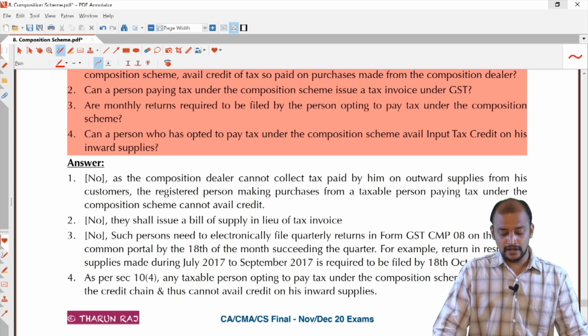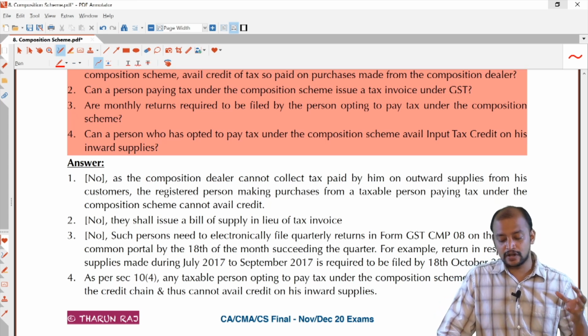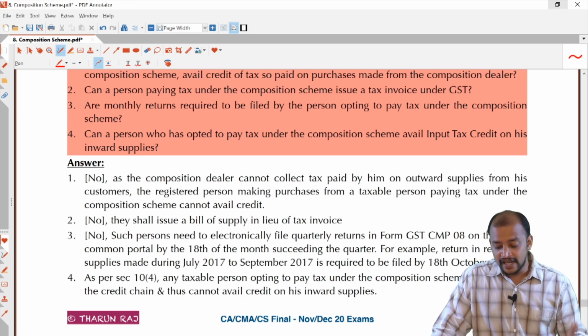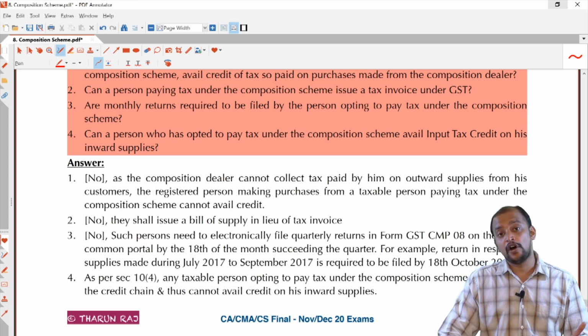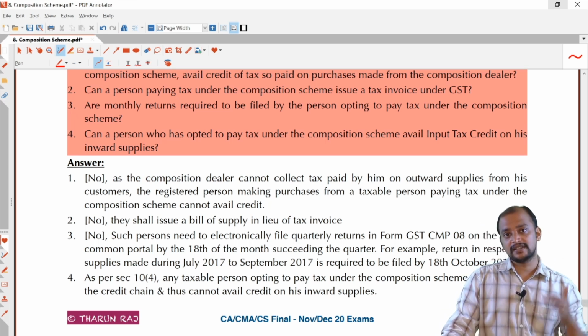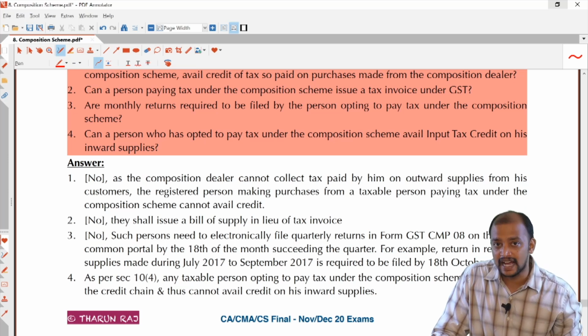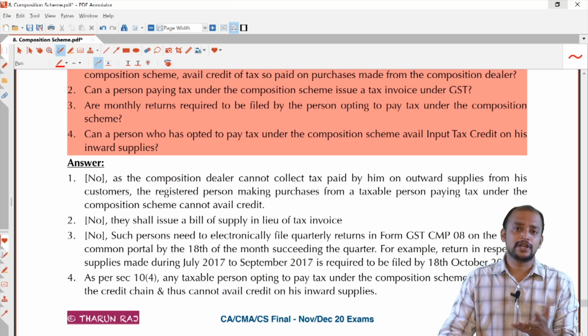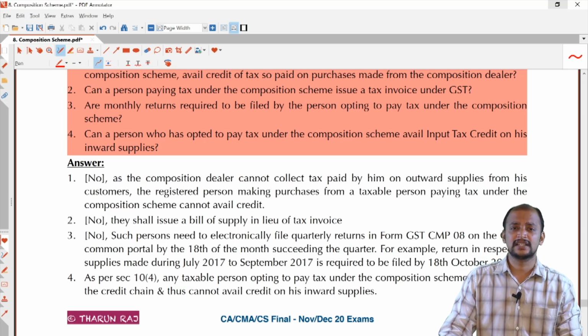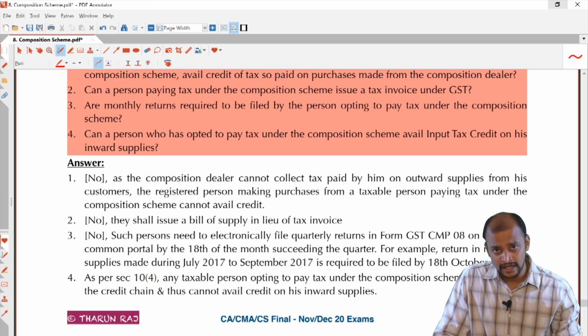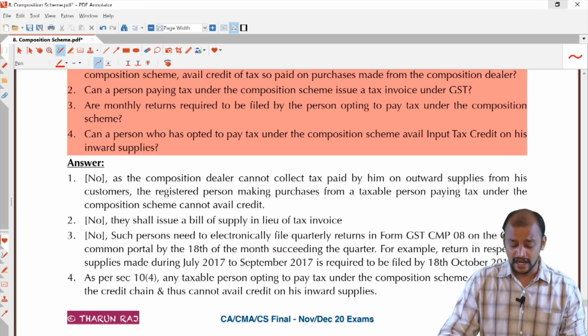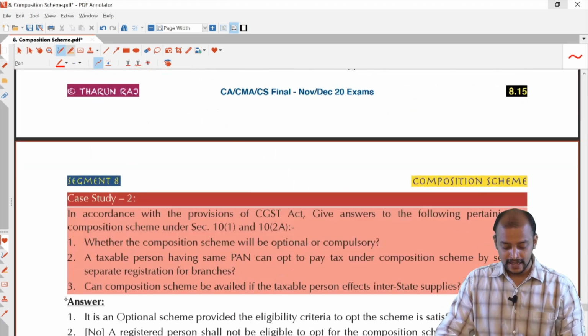Can a person who has opted to pay tax under composition scheme avail input tax credit on his inward supplies? On their inward supplies, can they take ITC? No, a person who is opting for composition scheme, as we discussed in 10 subsection 4, cannot take ITC on their inward supplies. Case study 2.